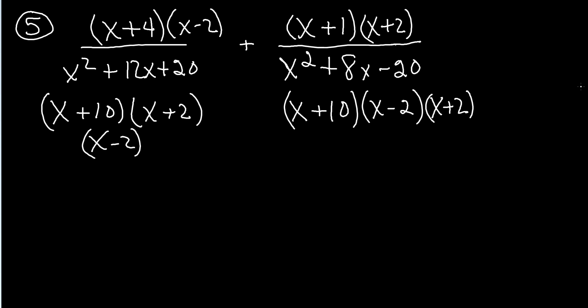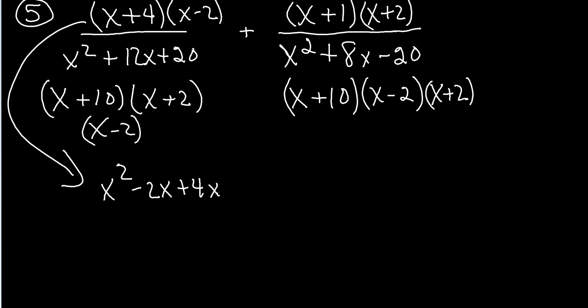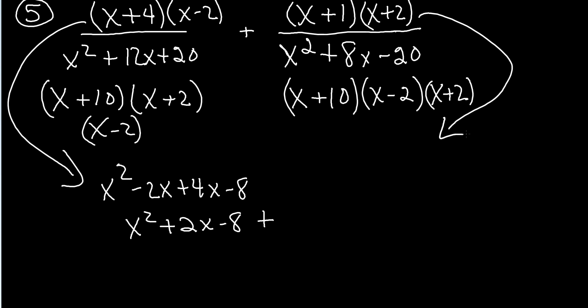Okay, so let me go down here a little bit. Here I've got, what is that going to be? I'll bring it down here. It's going to be x squared minus 2x plus 4x minus 8. And then that's going to simplify to be x squared plus 2x minus 8. And that's going to be added to this fella here once I multiply it together, meaning the FOIL.